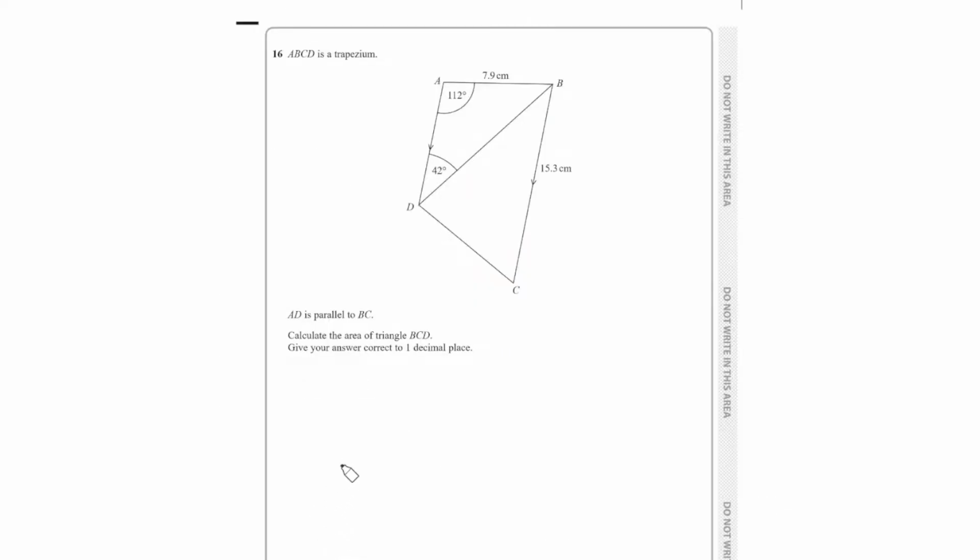Okay, question 16. ABCD is a trapezium. AD is parallel to BC. You can see with these little arrows, that means parallel. Calculate the area of triangle BCD to one decimal place. So I'm looking at this. I know they've said it's a trapezium, but if you ignore that for a second, it's two triangles, isn't it? Two scalene triangles.